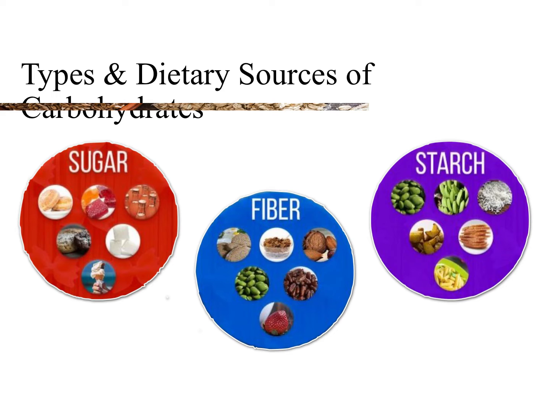This is your table sugar, found in soft drinks and processed foods. Other sugars include fructose, which comes from fruit, and lactose, which comes from milk.